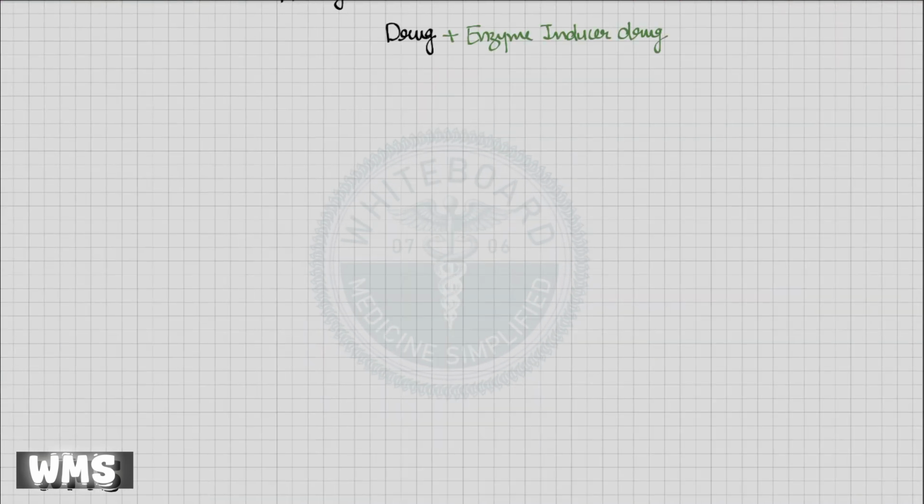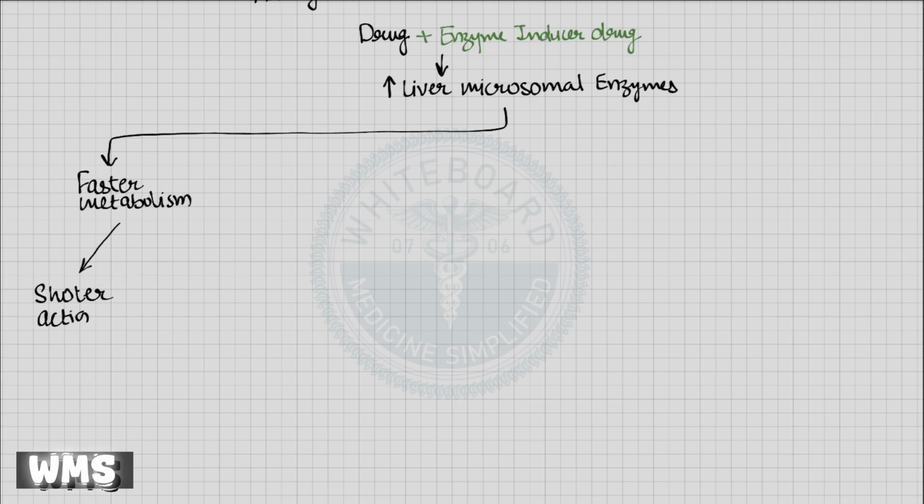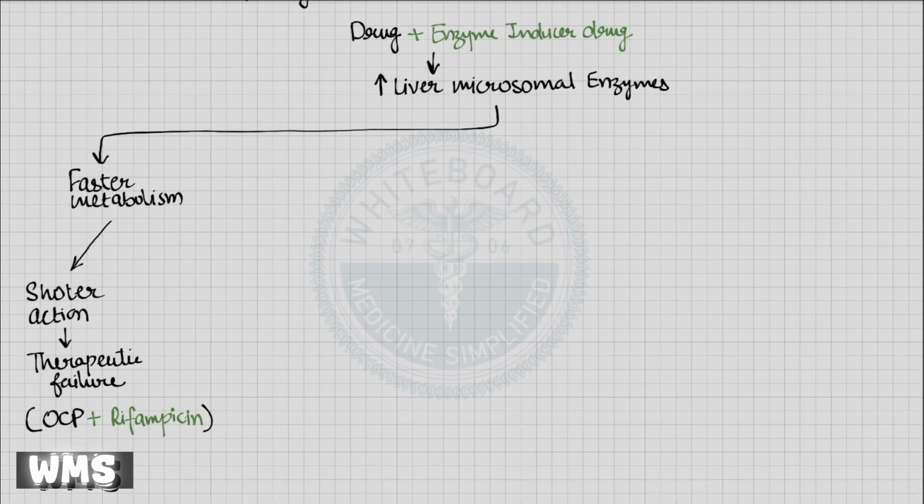When a patient takes a drug along with an enzyme-inducing drug, the first and most important event is increased synthesis of liver microsomal enzymes. Because of this, the liver starts working faster than normal. As a result, other drugs are metabolized more quickly, which leads to a shorter duration of action and sometimes therapeutic failure. A classic example is oral contraceptive pills failing when given with rifampicin, as rifampicin, which is an enzyme inducer, results in increased metabolism of contraceptive pills.